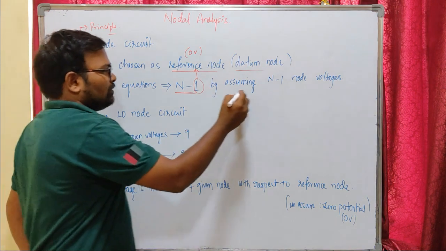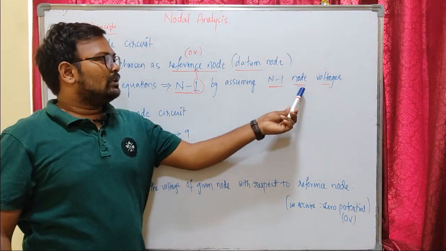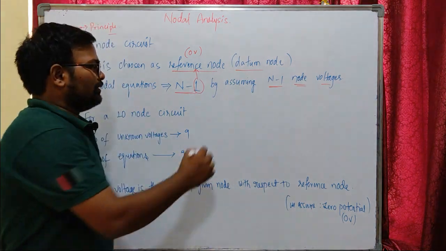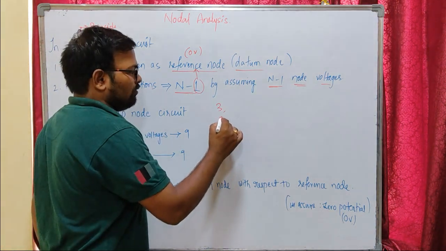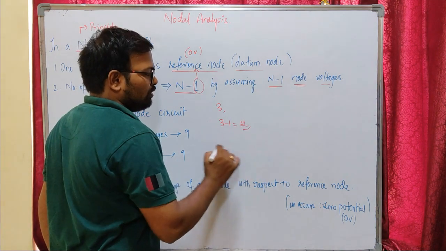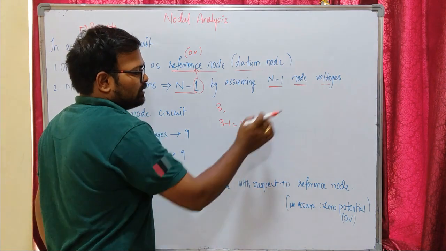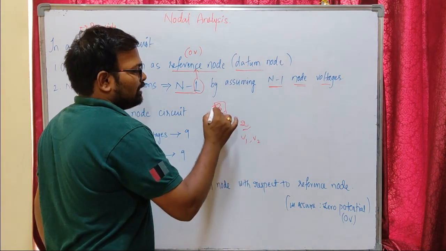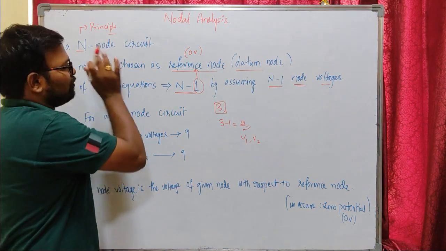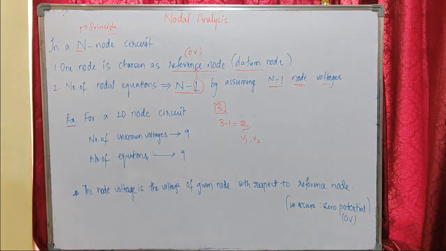By assuming node voltages, n minus 1 node voltages will be available. For a 3 node circuit, the number of node voltages will be 3 minus 1, and the number of equations equals the number of node voltages. Let us assume V1 and V2. So there will be 2 node voltages V1 and V2 for a 3 node circuit. Similarly, for an n node circuit there will be n minus 1 node voltages. So this is the idea.